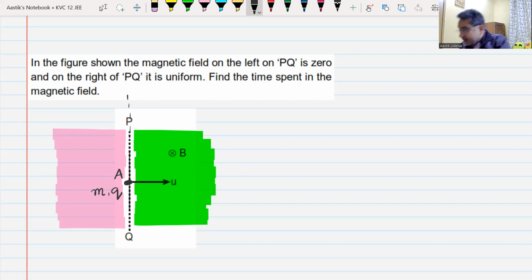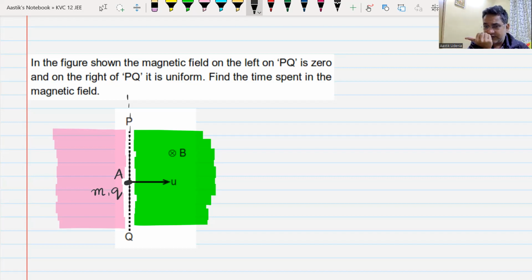No one knows it. It is going to move in a circular path, my dear friend. Uniform circular motion. So first of all, let us see where the center of that circle lies. The center of the circle will lie where the force is acting. In which direction is the force acting?